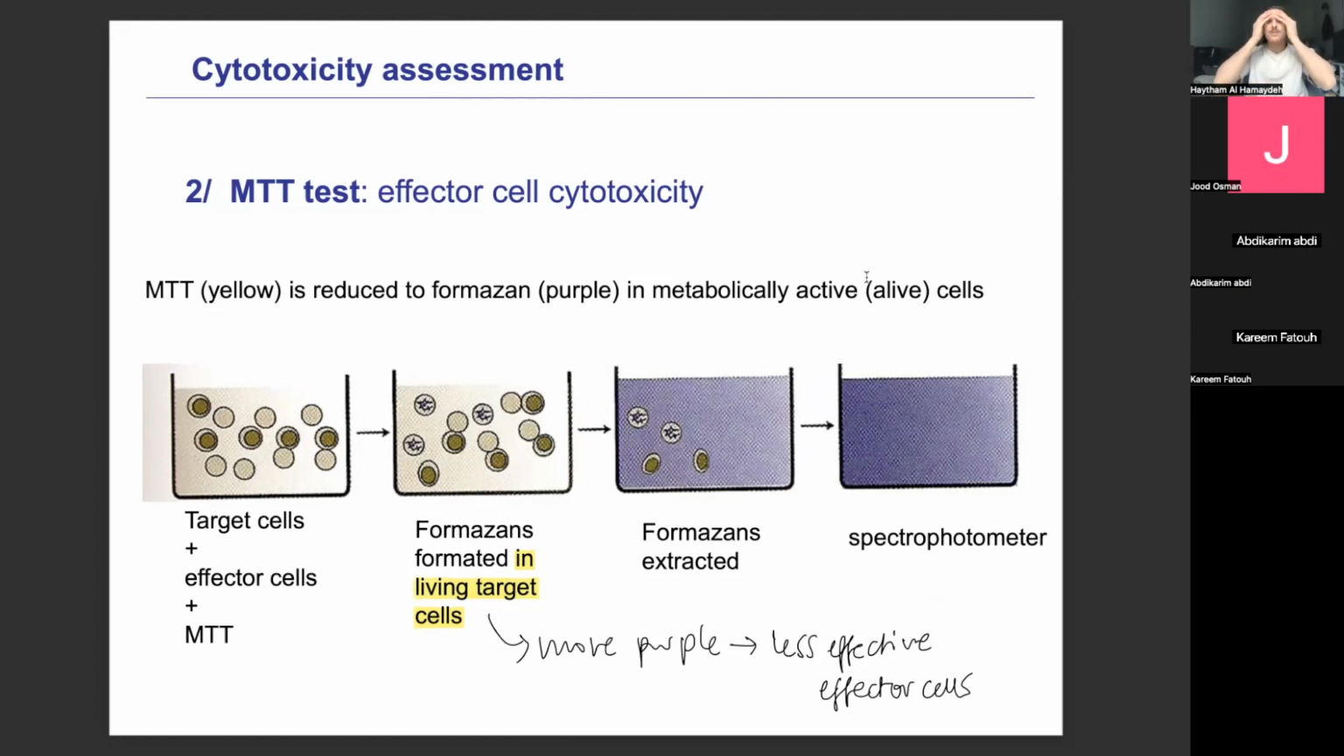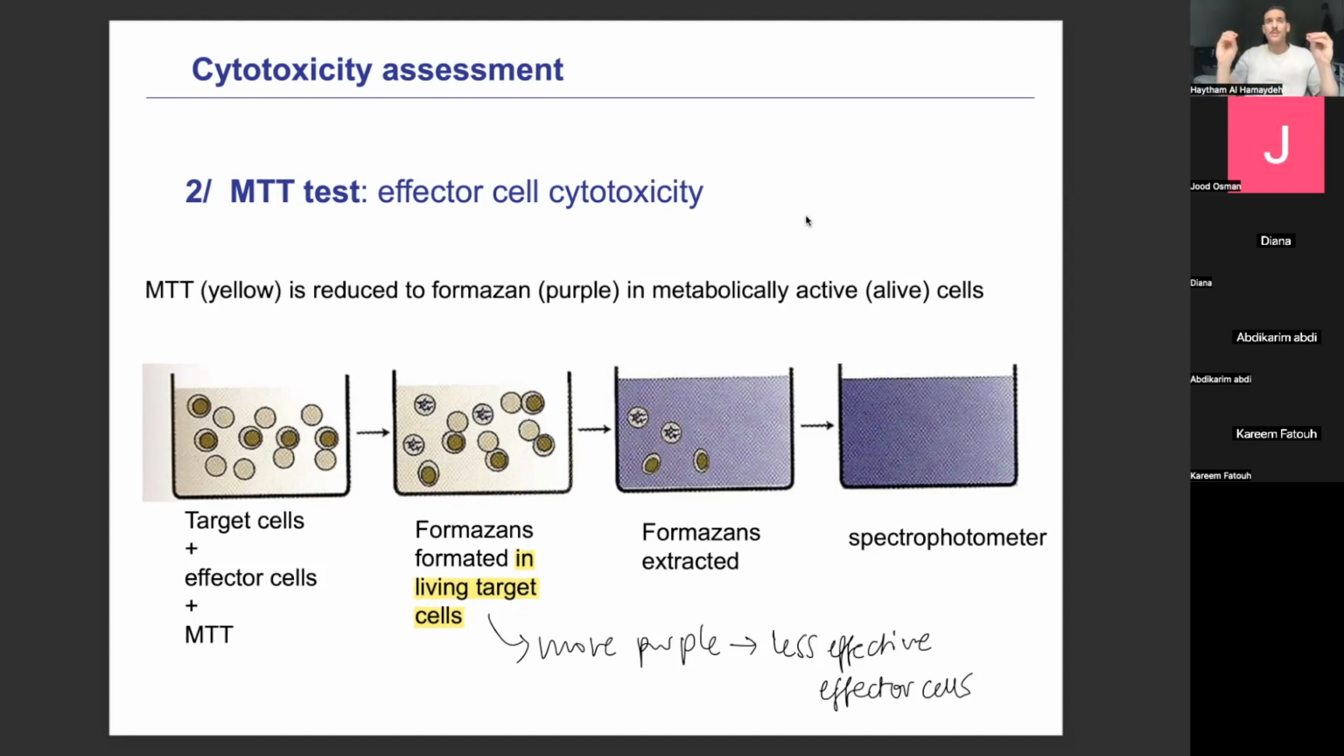Let's continue. So the MTT test is the second test that tests for the cytotoxicity of the cell. Now we get a test tube. We put the bacteria inside this test tube, and then we put in something called MTT. MTT is now absorbed by the cells, the bacterial cells.